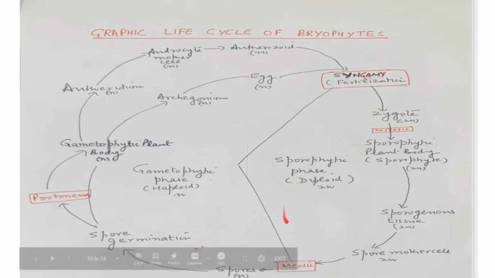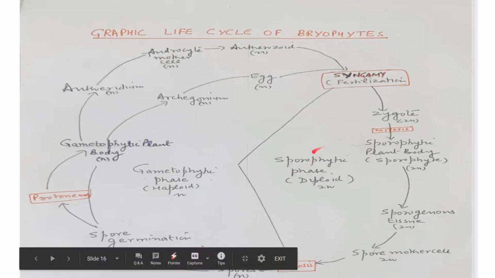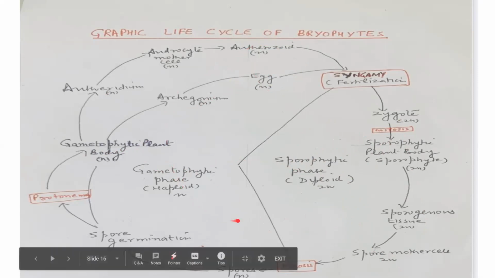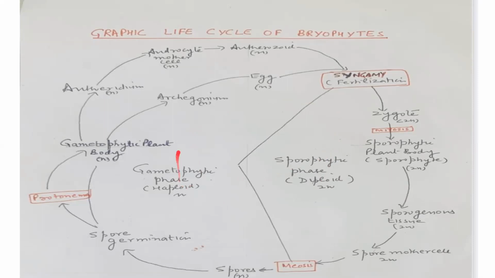And this part of the life cycle is diploid in genetic constitution, and this is also the sporophytic phase: zygote, formation of sporophyte, sporogenous tissue, spore mother cell. This will constitute the sporophytic phase. And this part, where the spore germinates to form the gametophyte and bears the sex organs and fertilization occurs, before the fertilization process this whole phase is gametophytic and this phase is sporophytic. So the gametophyte gives rise to the sporophyte and the sporophyte gives rise to the gametophyte. This is called alternation of generations.